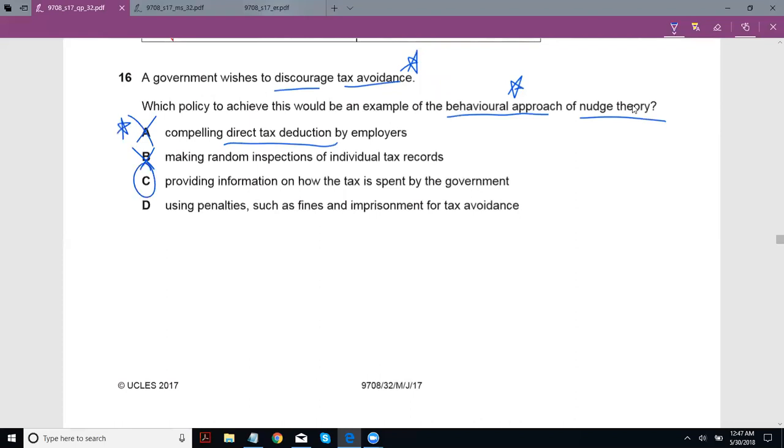That is nudge theory, because you're basically letting people know how we spend this money and how important it is. You're encouraging them to pay tax. Penalties and all are you being interventionist once more. So no, that's not it.